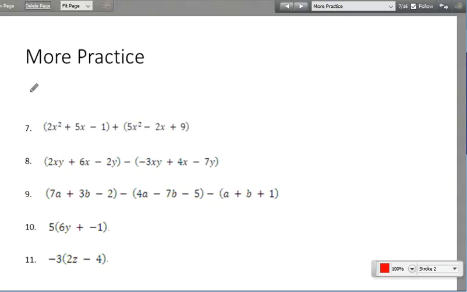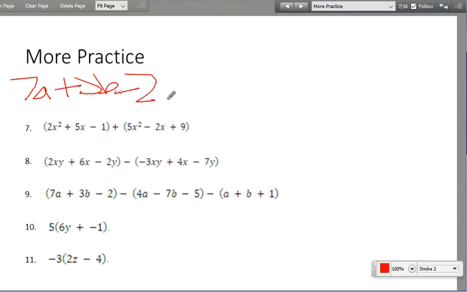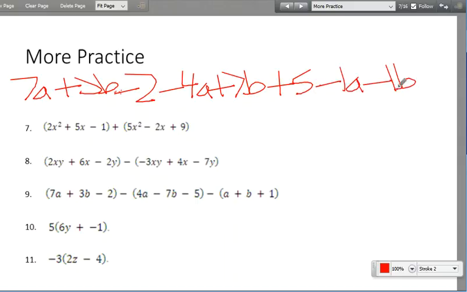Okay, so let's start with this. We have 7a plus 3b minus 2, and then we have a minus 4a plus 7b plus 5, and then we have a negative 1a, a negative 1b, and a negative 1. Okay, so now we're going to combine like terms.